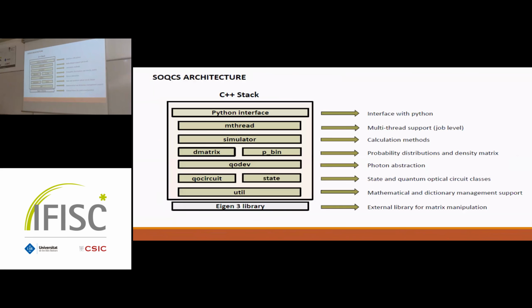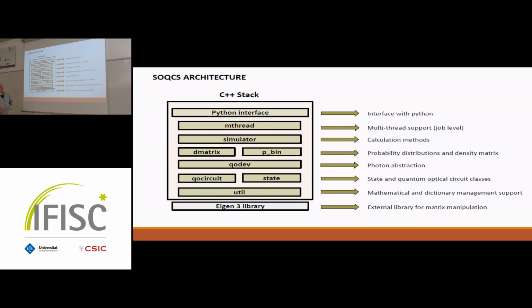How does this go in practice? This is how SOQCS is built. At the bottom we have the external library to manage matrices. We have a utility library with some mathematical support to perform Gram-Schmidt orthonormalization and handle dictionaries. We have states, circuits, devices with the photon extraction, probability bins to calculate probability distributions, density matrix, and a simulation with the calculation method.